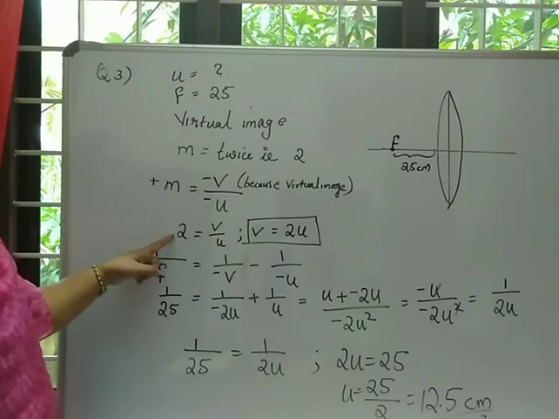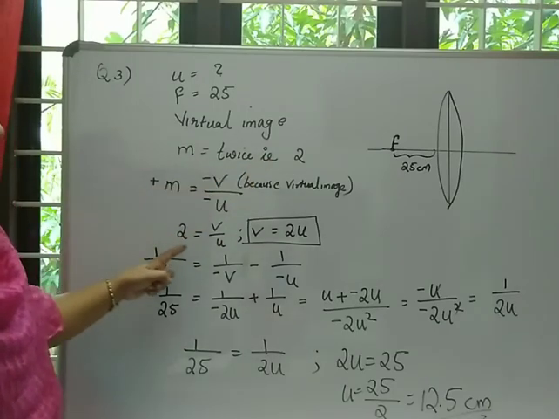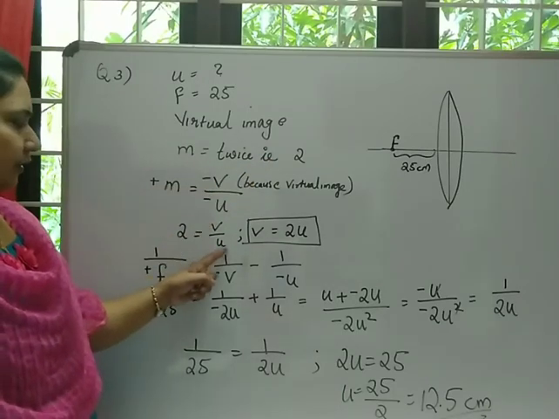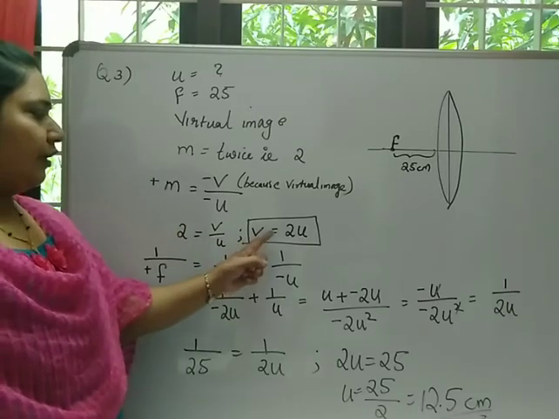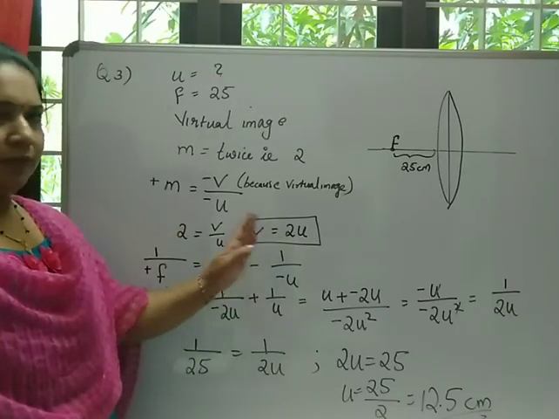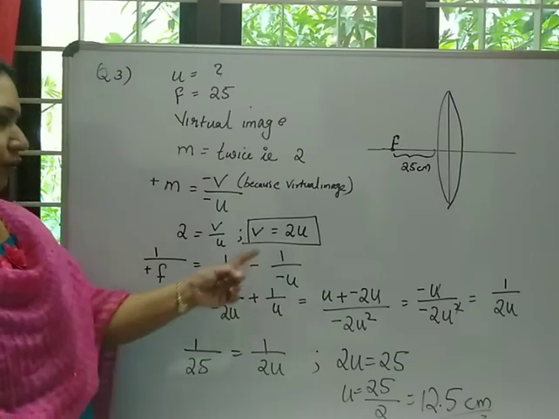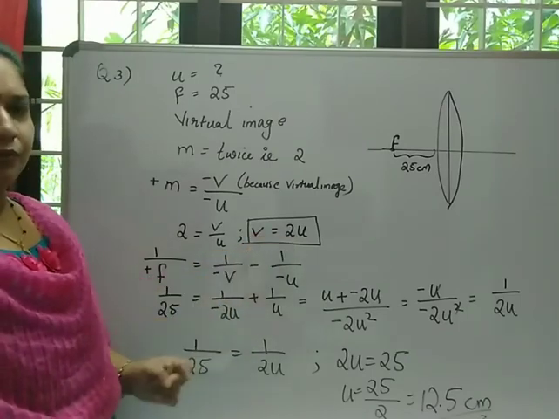So magnification we already got as 2. 2 is equal to v by u. Just cross multiply, we will get v is equal to 2u. Just let it be there, we are going to substitute. So instead of v, we have to substitute 2u.